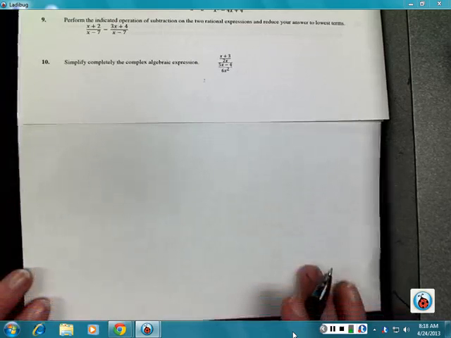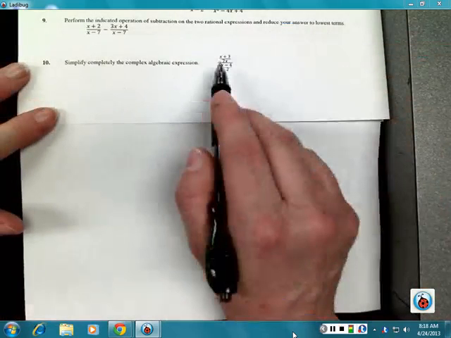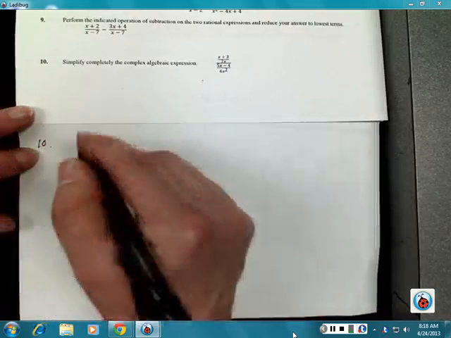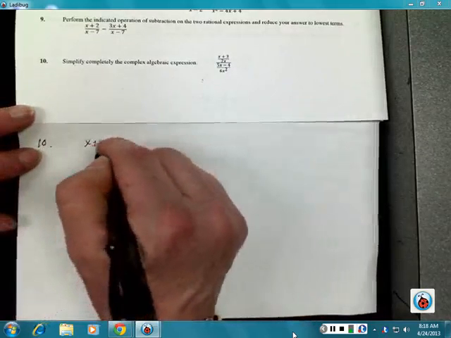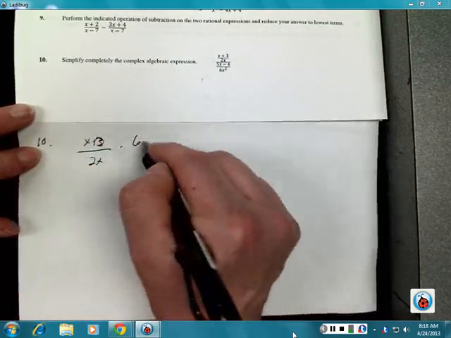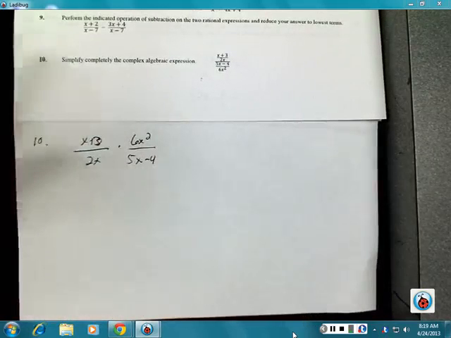Okay, number 10. Number 10, it says simplify completely the complex algebraic expression. So we had complex ones before, and what did we do to them? Flip the bottom, because this big bar that happens to be in here means division. And so I take the top piece, so I take x plus 3 all over 2x. Flip my bottom, so I'm going to have 6x squared all over 5x minus 4. And end up taking that and canceling anything that cancels.